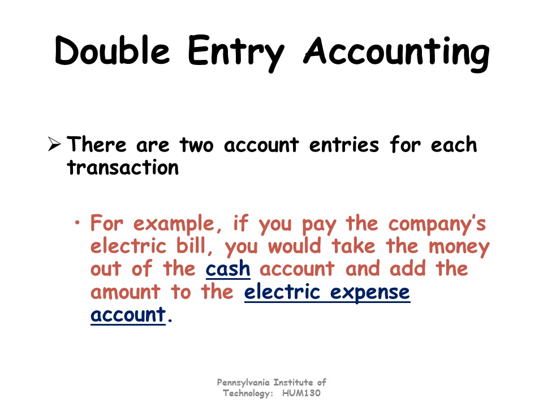In accounting, there's something called a double entry system. And again, I've promised you I'm not turning you into accountants, but these are those very basic things that you need to know when you are out in the business world, or even if you're doing your own accounting for a small business. You have 2 account entries for every transaction. So the example that I give is if you pay your company's electric bill, you would take the money out of the cash account and add the amount to the electric expense account.